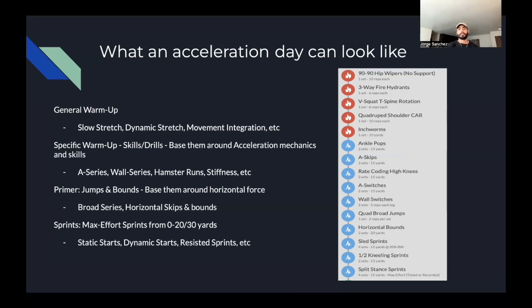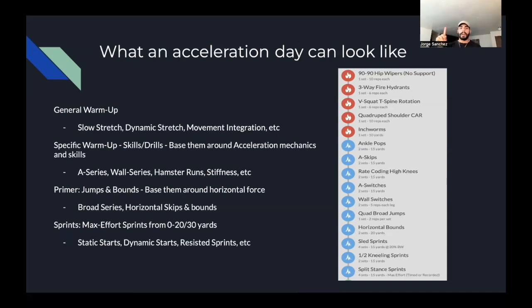So you can see an example of how this would look like in the sprint session from CSN lineman George Hasiotis' training. So he's working on a time crunch of about 20 minutes. So we start off with 5 warm-up movements to make sure that we're moving well. That's going to be our general warm-up. Then after that, we get into our specific warm-up with the use of drills. So we do ankle pops for rhythm and ankle stiffness. We do A skips, high knees, and A switches for technique work. And then we do wall switches for positioning and technique refining.